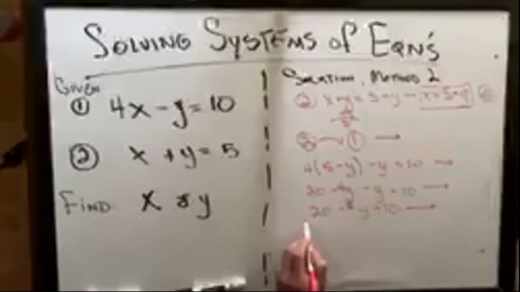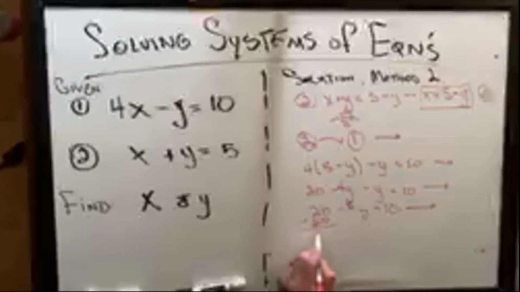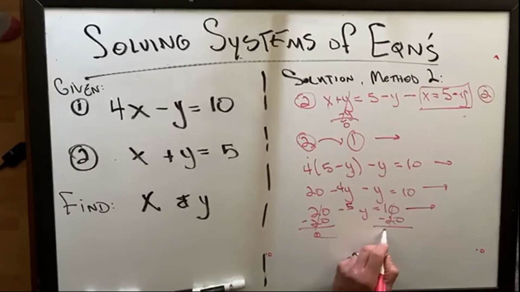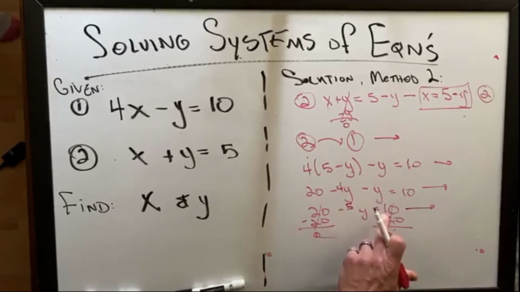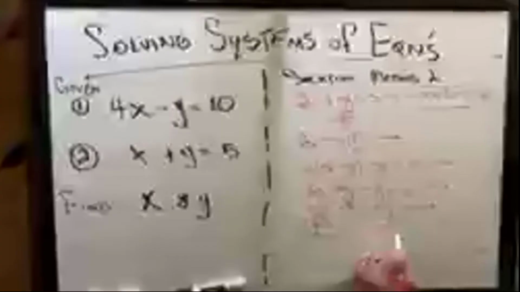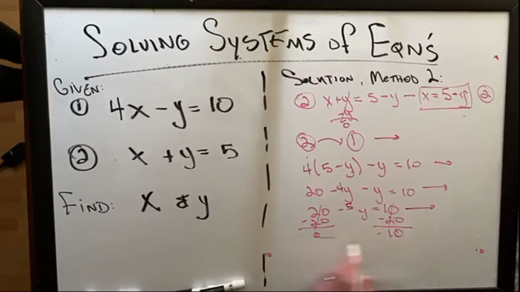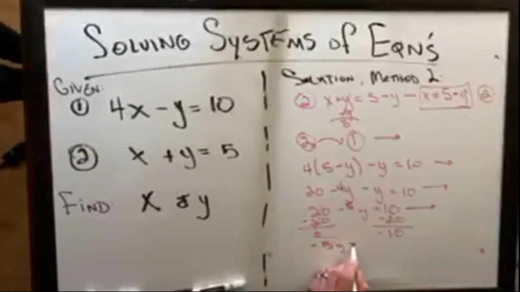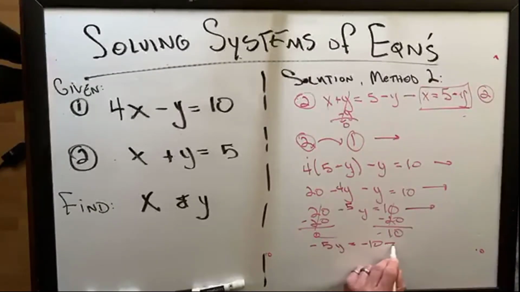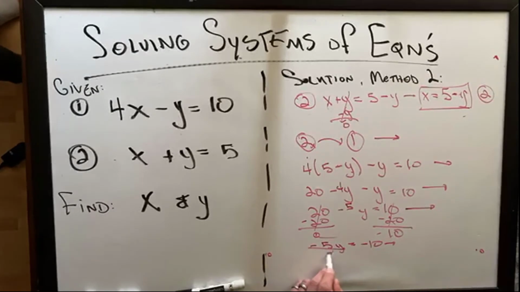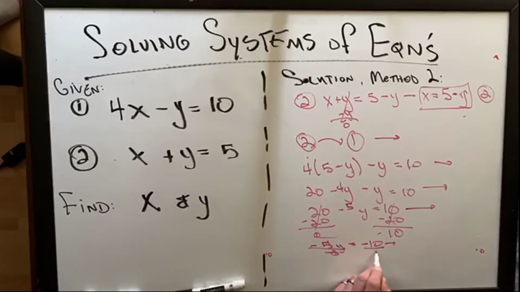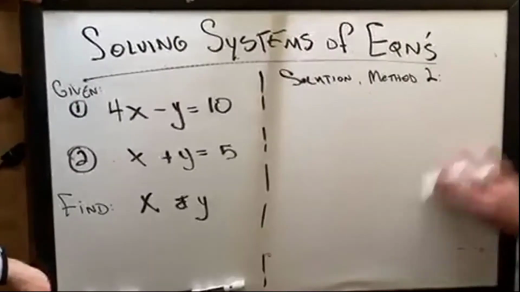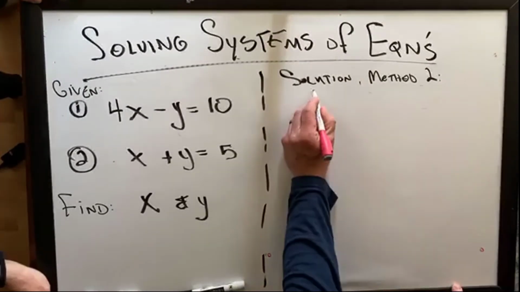So I'm going to subtract 20 from both sides. That's 0 out. I'm going to subtract 20 here. That gives us negative 30 or negative 10. So what we're left with is negative 5y equals negative 10. Negative 5 cancels out. Negative 10 over negative 5, y equals 2. Okay, so we had y equals 2, which I believe we got before.